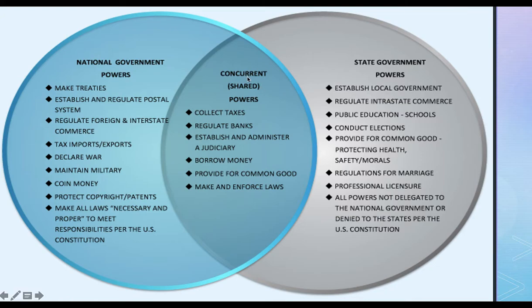In the middle, concurrent, which is exactly how you'll see it for the exam. These are shared powers. So this idea of collecting taxes, both the federal government and state governments can do that. They both can regulate banks and establish and administer judiciary and borrow money and provide for the common good, whatever that means, and make and enforce laws.